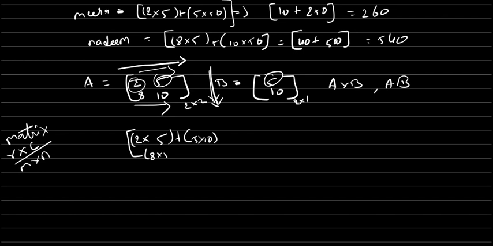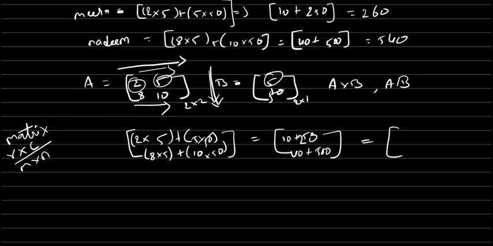8 into 5 plus 10 into, it should be 50, right? So you can see here 2 5s are 10 plus 250 it is. And here 8 5s are 40 plus 5 10s are 500 it is. And the answer you will get is 260 plus 540. Just wait for a minute, guys. Please check your answer. I will be back.